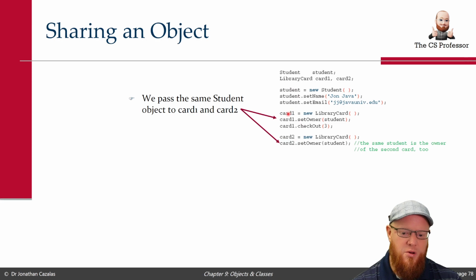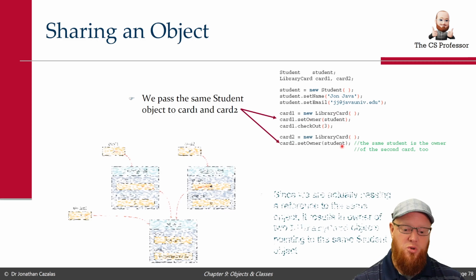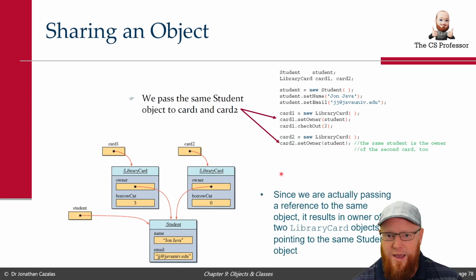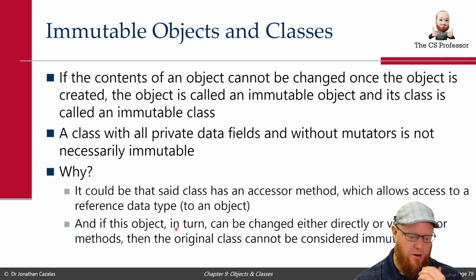Here in this example, notice we have card 1 is a new library card, card 2 is a new library card, but we've set the owner of both of these library cards to student. Why is that allowed? Because student is a single student object, and of course we can set the owner of these 2 cards to be that same address to that same student object, indicating that we have one student that owns 2 library cards. One small thing and then one other big thing.